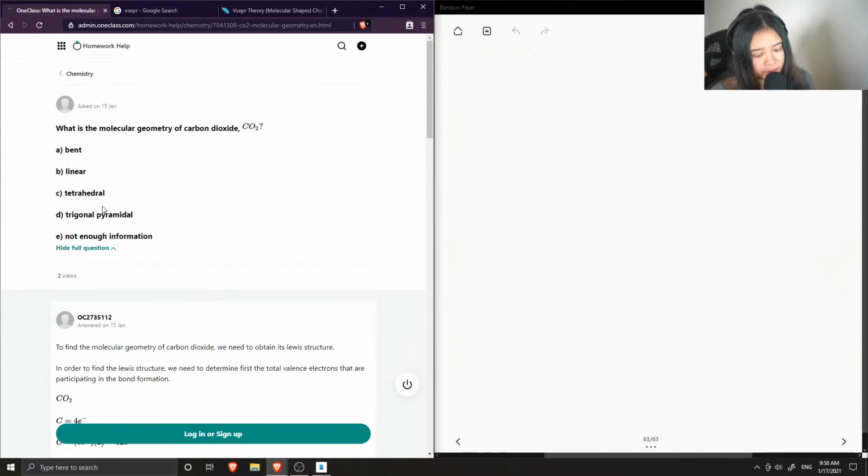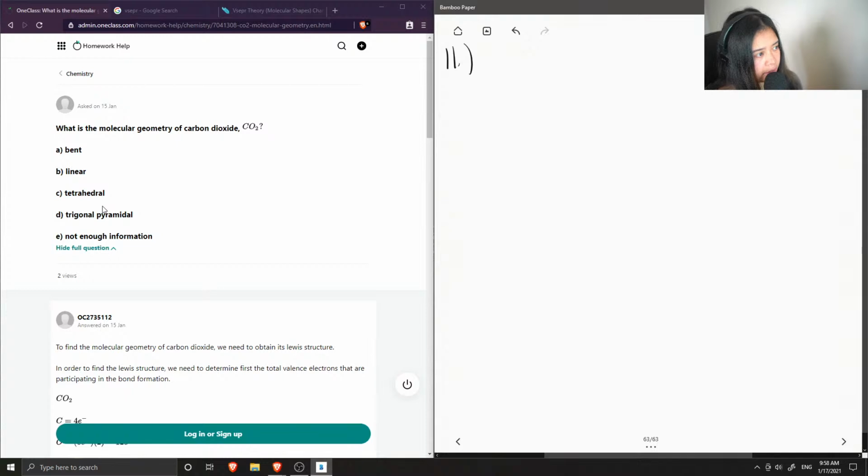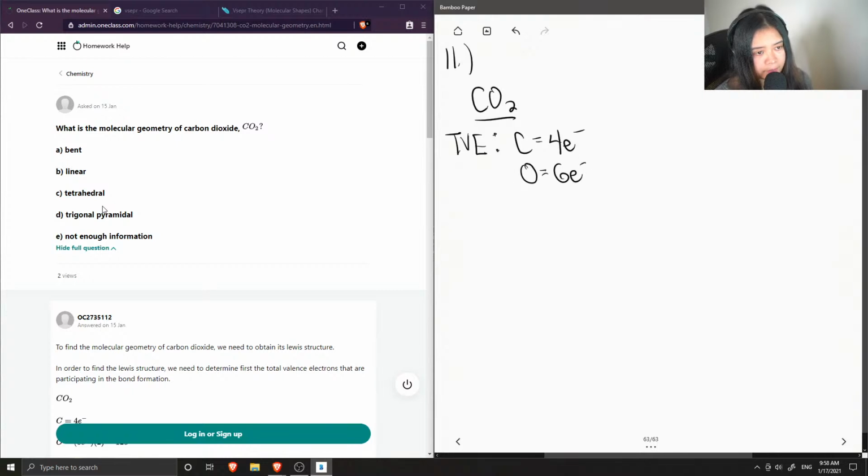Okay, so question number 11. What is the molecular geometry of carbon dioxide, CO2? To help answer this question, we need to write the Lewis structure. So first, let's calculate the total valence electrons for this molecule. Carbon has 4, and oxygen has 6, and we multiply this by 2 since there are 2 oxygen atoms, and you should end up getting 16 valence electrons.